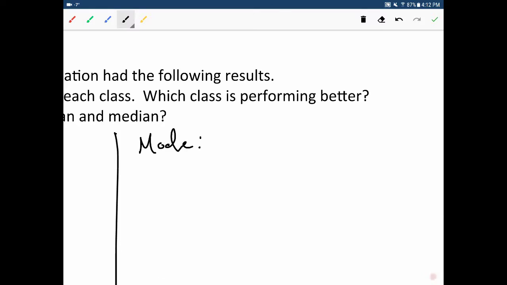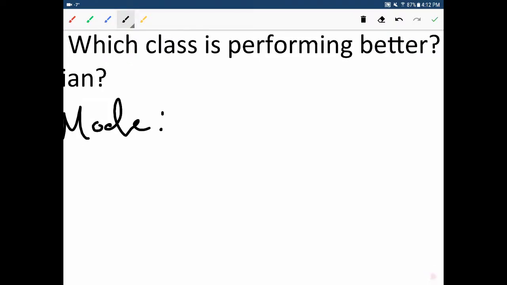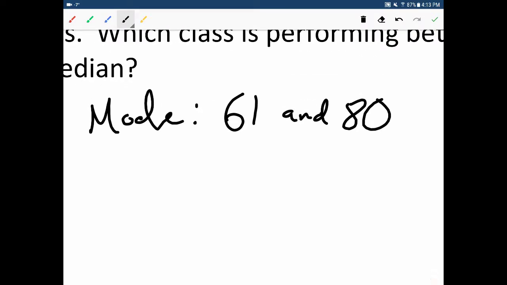Okay, what's interesting about this one is that we have the same number of people that got 61. There's 2 people got 61, 2 people got 80. And it is okay to have more than one mode. So it's 61 and 80. It is worth mentioning that if you don't have anything repeat, then there is no mode. You do not have to have a mode.